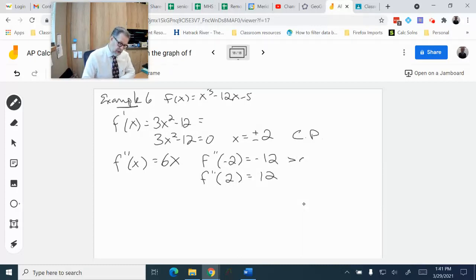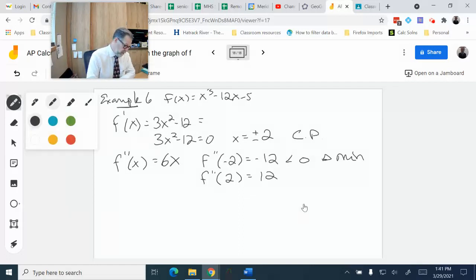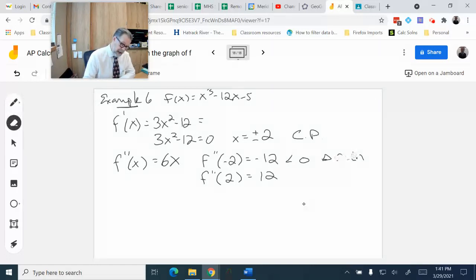And since this is greater than 0, this implies that there is a minimum here. And since this is, whoops, what did I just say? I just said that completely backwards. Since this is less than 0, it implies that there is a maximum here. Oops. And since this is greater than 0, this implies that there is a minimum here.